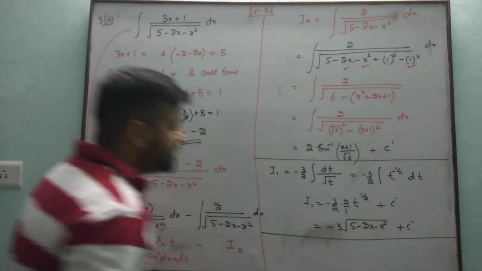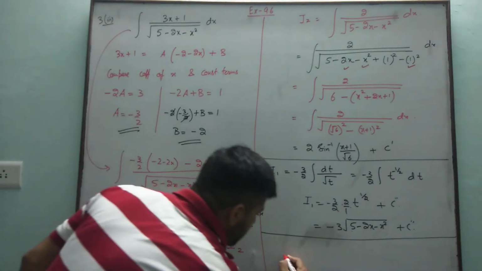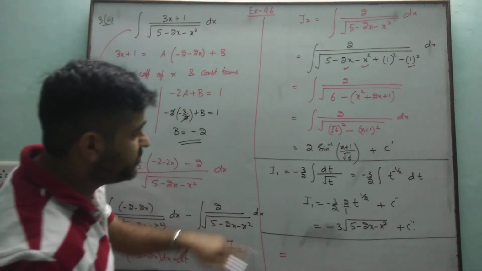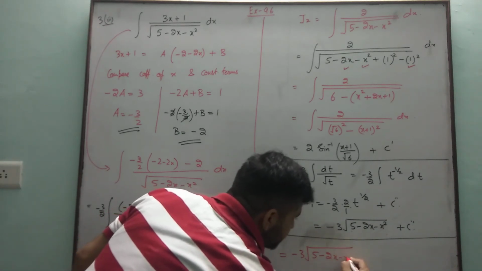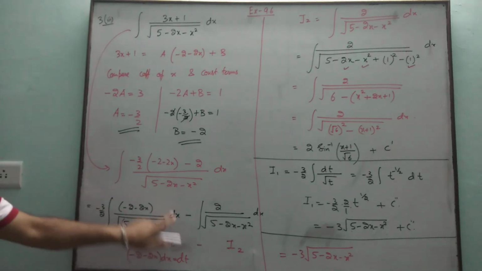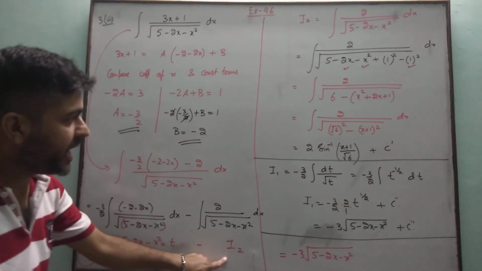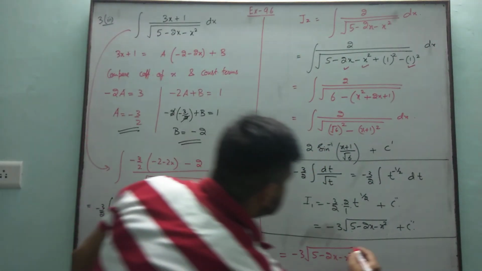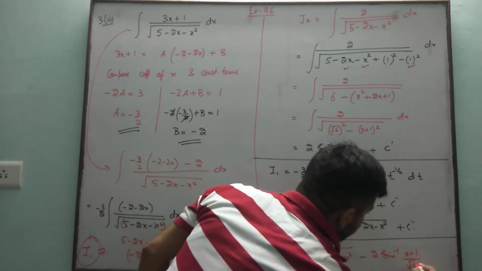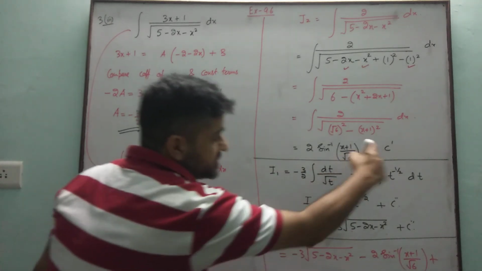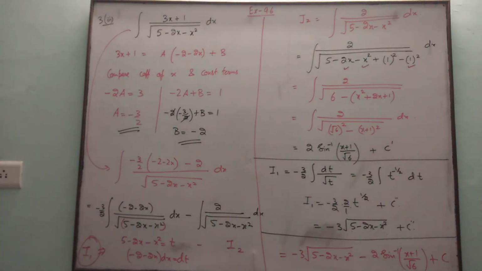Then your complete integral is I1 minus I2. So we got our answer: the integral of this will be minus 3 under root of 5 minus 2x minus x square, this is your I1, and this part is your I2, the integral of I2 is twice sine inverse of x plus 1 divided by under root 6, and c plus c double dash, you can write it as c, as we do not know its value. So just note it down.